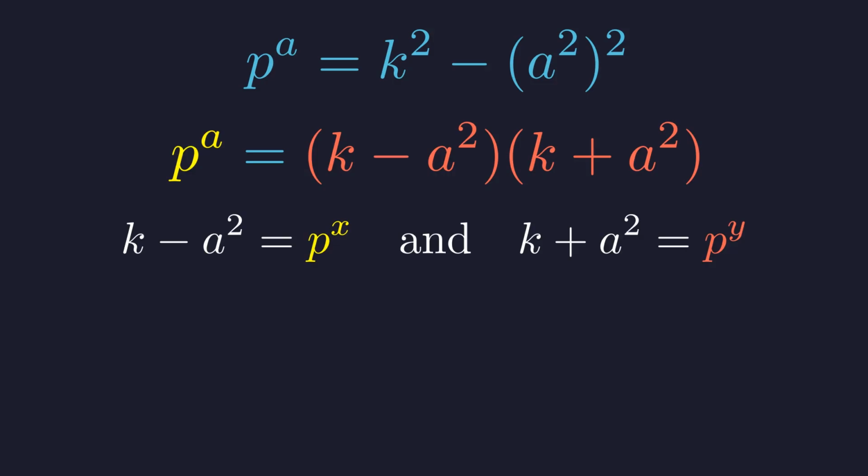As k and a are positive, k plus a squared is strictly greater than k minus a squared. Consequently, p to the y must be greater than p to the x, which implies y is strictly greater than x. Furthermore, since the product of p to the x and p to the y is p to the a, the sum of the exponents must be a. Thus, x plus y equals a.